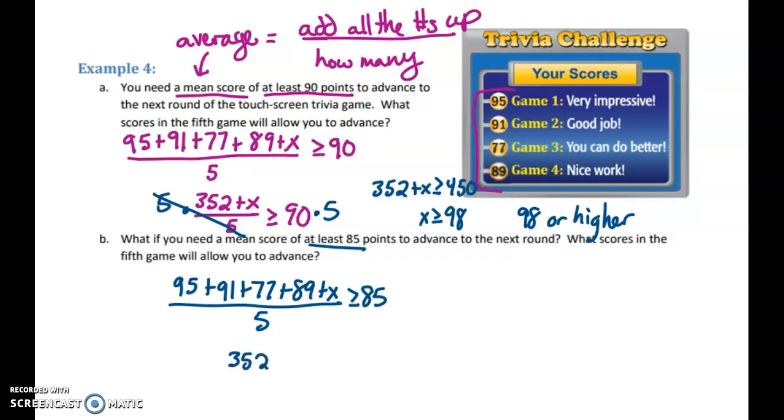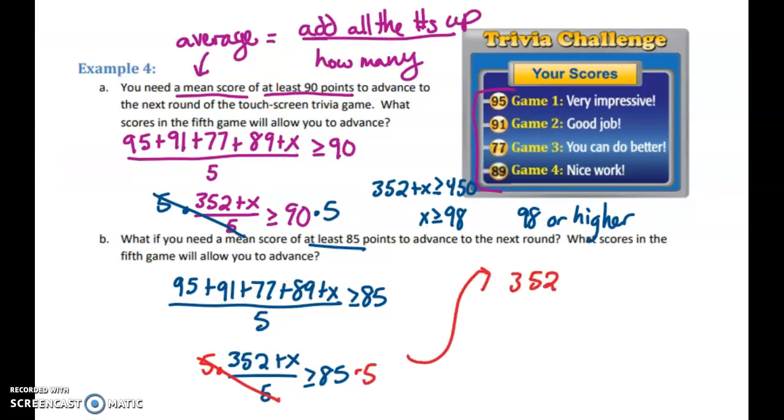So then you would combine the numbers on top to get 352 plus X, divided by 5, is greater than or equal to 85. And so then to get the 5 to go away, I'd multiply both sides by 5. I'm going to come up here. So that'd be 352 plus X is greater than or equal to 425. I subtract from 425, I do 425 minus 352, and I'd get 73. So X is greater than or equal to 73. So in example 4B, you would need 73 points or more to advance to the next round.